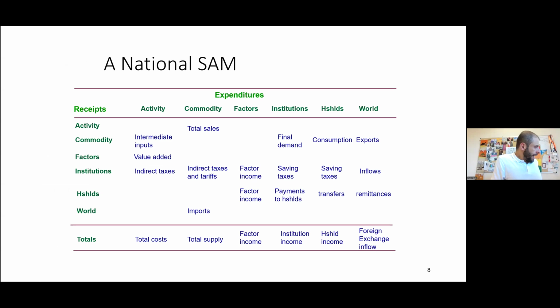Yes. Actually, in the model I will show you, we will still assume that we don't have any savings, which means that all the income will be fully spent on consumption.